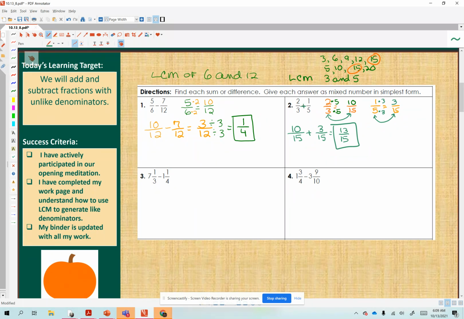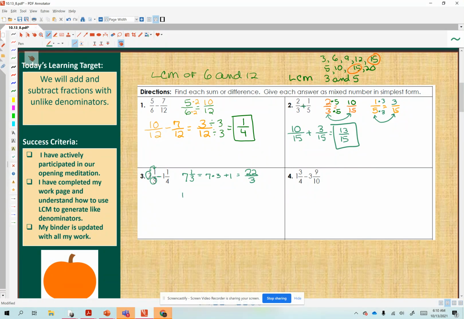Now for number 3, we've got quite a bit of work to do. We've got to convert these mixed numbers to improper fractions. So let's be reminded of how we do that. And after we do that, we will subtract. So we're going to multiply the denominator by the whole number and then add the numerator. So for 7 1/3, we will do 7 times 3 plus 1. 7 times 3 is 21, and one more makes 22. So that would give us 22/3.